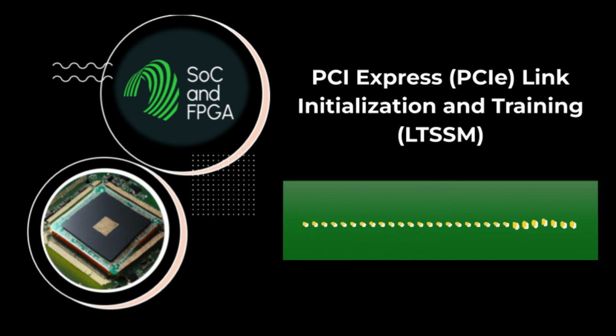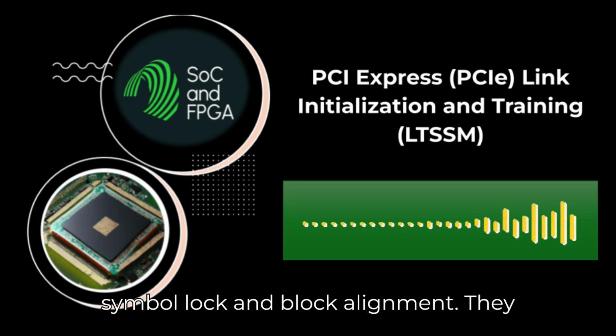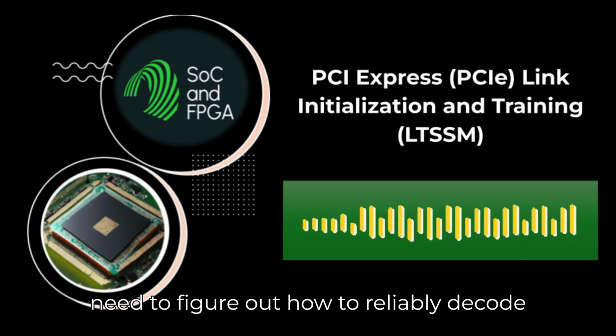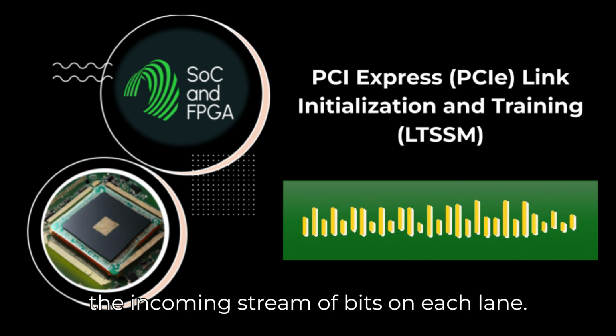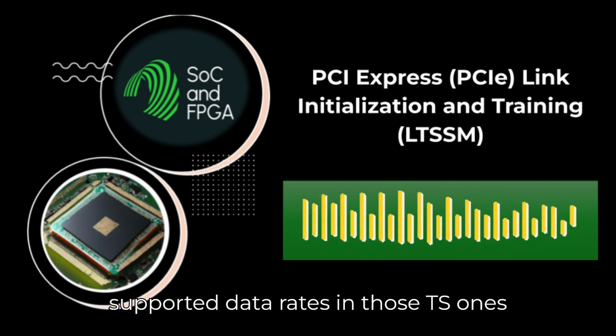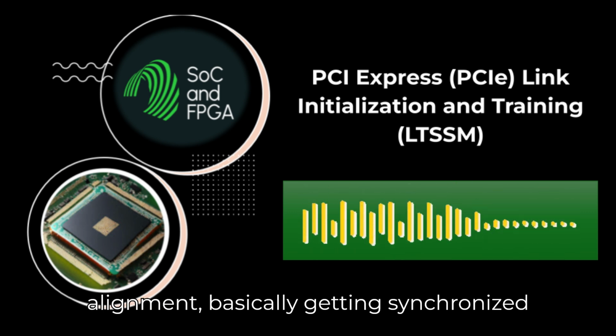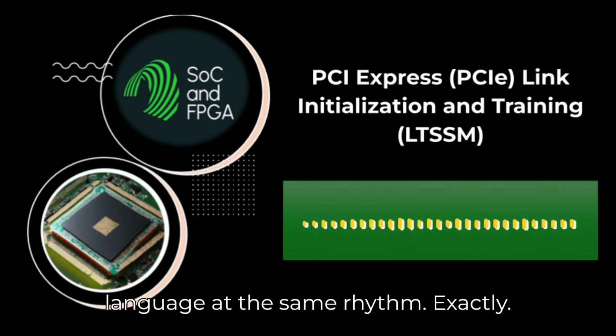Listening and sending. What are they trying to achieve specifically in Active? Two key things: symbol lock and block alignment. They need to figure out how to reliably decode the incoming stream of bits on each lane. They also start advertising their supported data rates in those TS1s they're sending. Symbol lock, block alignment. Basically getting synchronized digitally, right? Speaking the same language at the same rhythm.